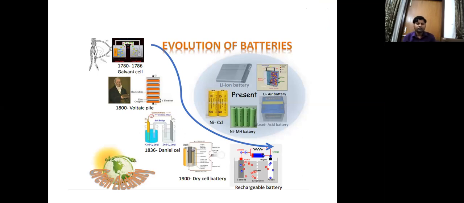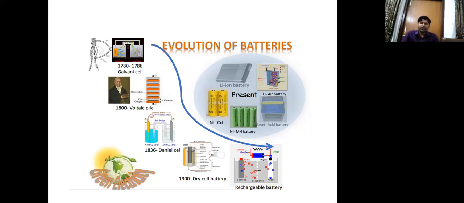The first battery started in 1780. So it's a long time, more than 200 years ago, when the galvanic cell was discovered. Then slowly it reached the voltaic pile. Then in 1836 the Daniel cell was discovered. Then the tri cell in 1900, around 100 years back, and then rechargeable batteries. So nowadays, what you use is rechargeable batteries.